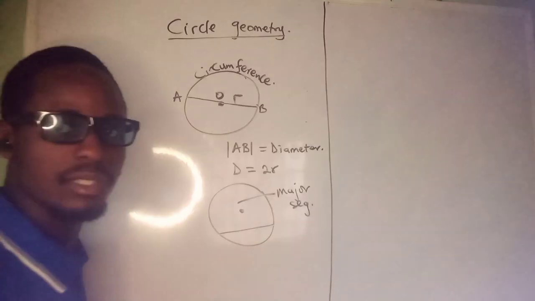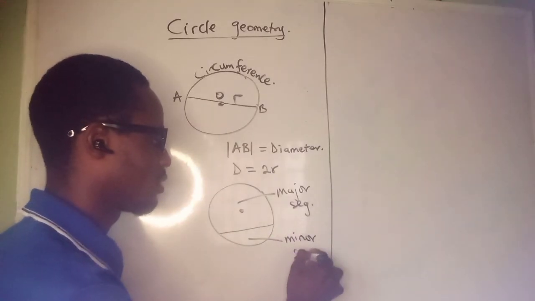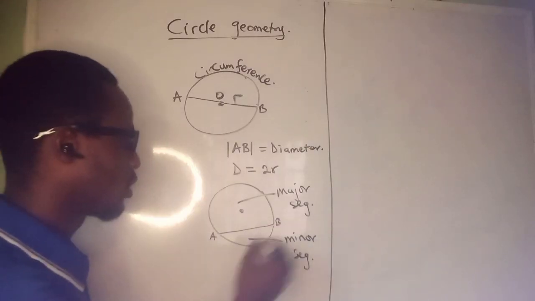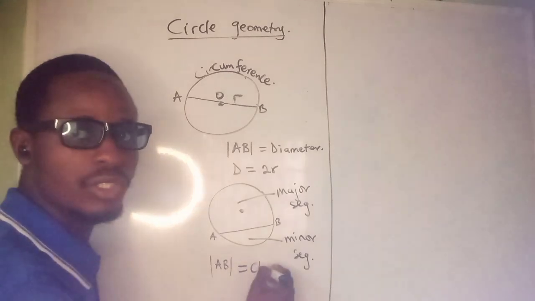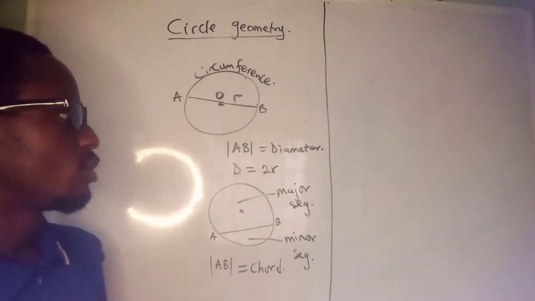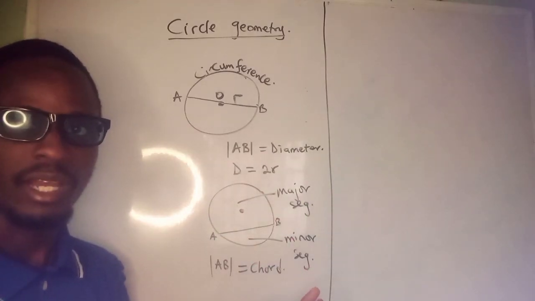Major segment. So then we have this to be what? Minor segment. Okay. So then this line AB here will be just a chord. It's just a chord. It will be called a chord. Meanwhile, a diameter is also a chord, but I think I've made my explanation clear about that.